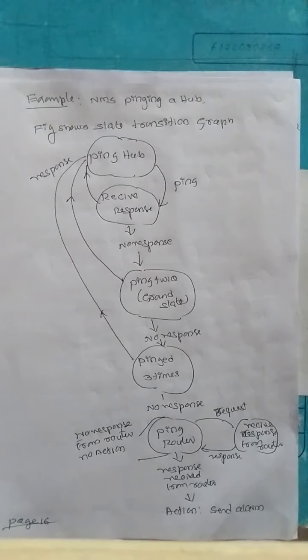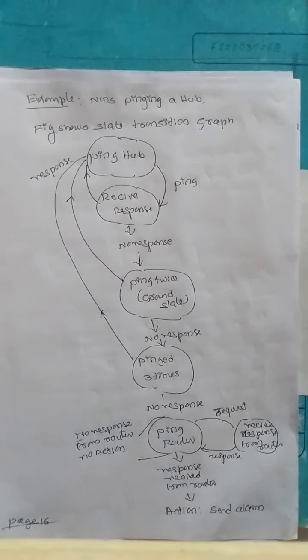Let us consider a situation when a response for a ping is not received before the next ping is ready to send. The NMS typically expects a response within 300 milliseconds. An action is taken by the NMS and the state transitions from receive response to pinged twice. It is possible that a response is received for the second ping, then the state transitions back to the normal ping hub state.